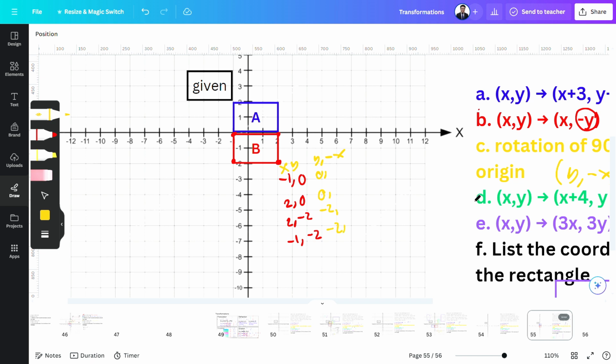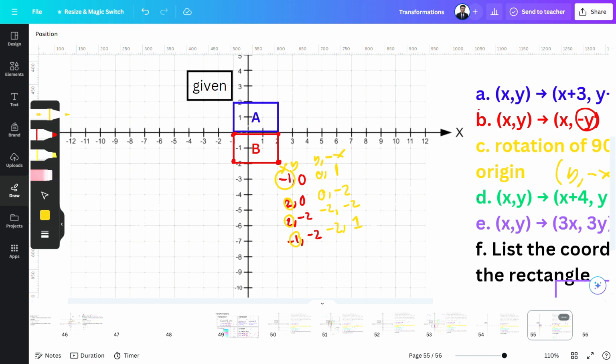This is negative 1. So if we get the negative of negative 1, it's going to be positive 1. This is 2. If you get the negative of 2, it will become negative 2. Same thing with this, negative 2. And then this one here will become what? Positive 1. So now, to do the rotation, let's get the coordinates, or let's graph them.